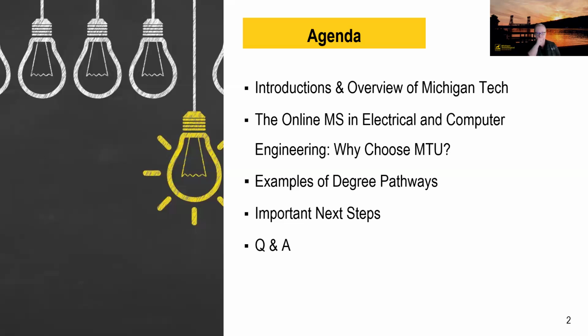An agenda, so you know what to expect here in the session. I'll do a couple of brief introductions and we'll do an overview of Michigan Tech. Then we'll dive right into the details of the electrical and computer engineering program. We'll review a couple degree pathways and give you some samples there, and then transition into important next steps if you want to move forward with applying to our program. And then we'll wrap things up with a Q&A section.